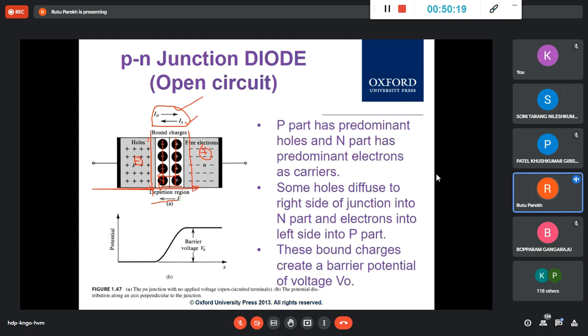So this is flexible. This will widen, it depends on the carriers. And if this is widening, then its electric field will increase, its potential will increase.